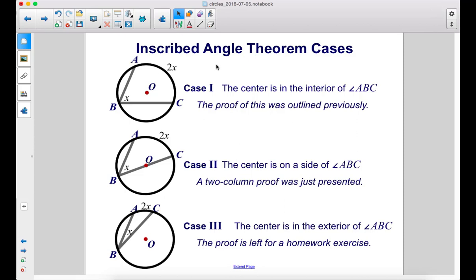Inscribed angle theorem cases. Case 1. The center of the circle is in the interior of angle ABC. This proof was outlined previously. Case 2. The center is on a side of angle ABC.